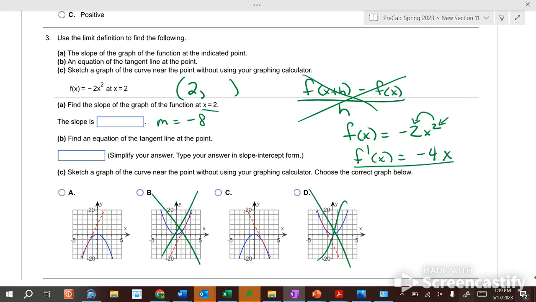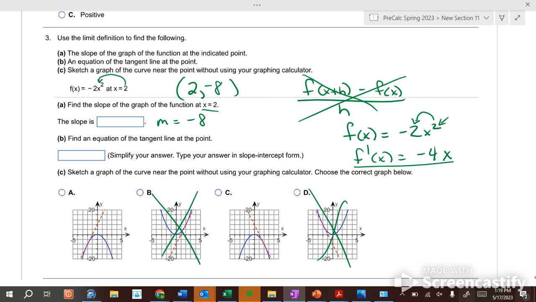Well, to find the y value of the point, I would stick my 2 into the function. 2 squared is 4 times negative 2 is negative 8. Now, is your y value always going to be the same as your slope? And the answer is no. But in this case, it is.